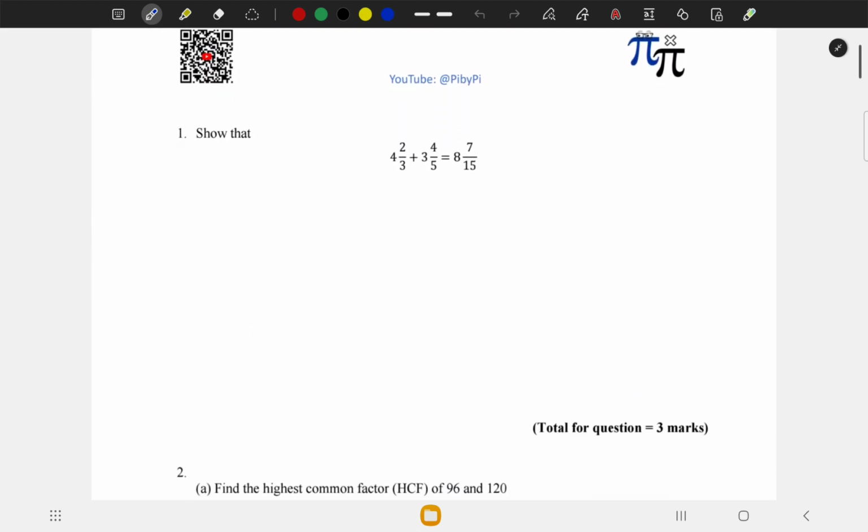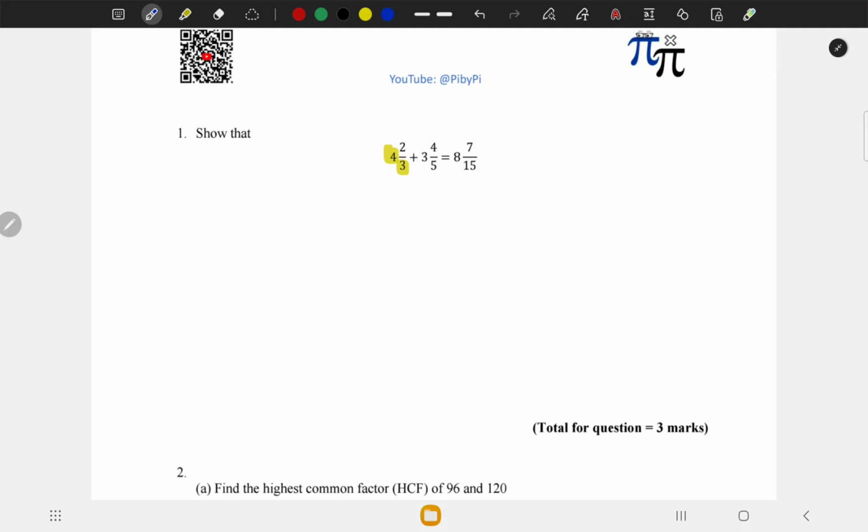Let's look at the first question, which is asking us to prove that 4 2/3 plus 3 4/5 would give us 8 7/15. Now we're dealing with fractions and we need to add these fractions. One of the ways in which we do this is by starting by writing them down as improper fractions. To convert any mixed number into an improper fraction, you start by multiplying the denominator by the whole number and then you add the numerator.